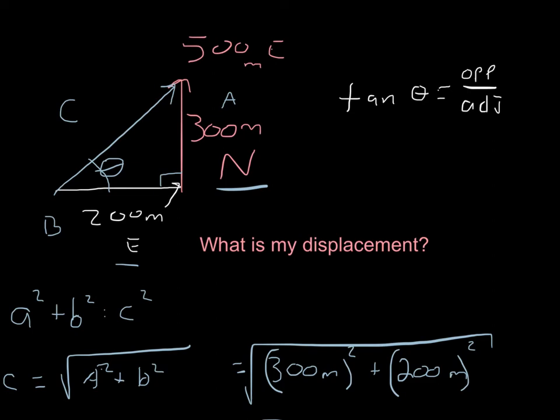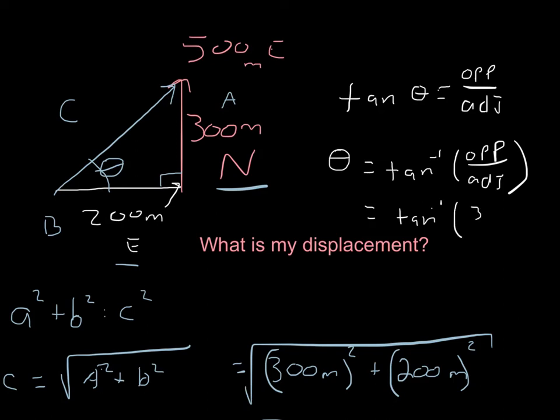Now remember, I only want the angle, I don't want the tangent of the angle. So if I want the angle, I want the inverse tangent of opposite over adjacent. So inverse tan, my opposite is 300 meters all over 200 meters, gives me 53.6 degrees.